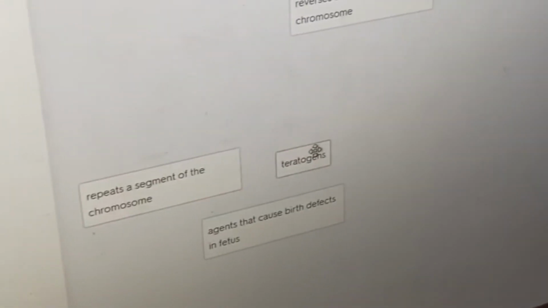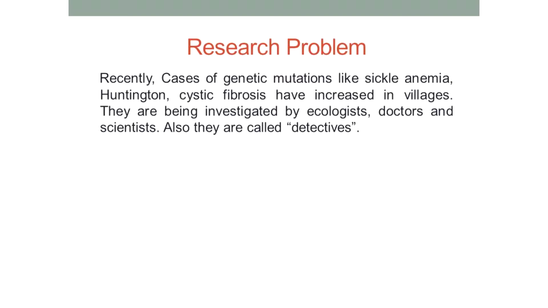After working with keywords, we start investigating the problem of mutation. Research problem. Recently, cases of genetic mutations like sickle anemia, Huntington's, and cystic fibrosis have increased in villages. They are being investigated by ecologists, doctors, and scientists. They are called detectives. Today, we are going to be detectives in the 3 groups we created.